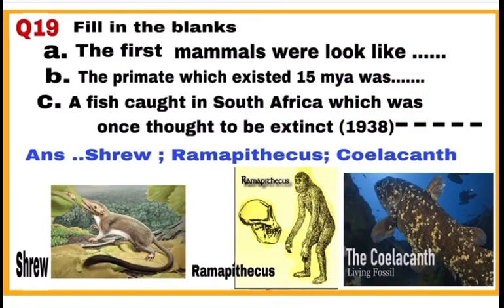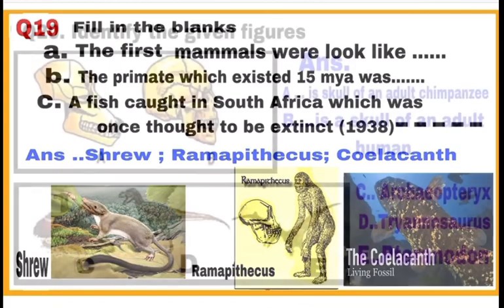Question 19. Fill in the blanks. A. The first mammals looked like shrews. Their fossils are small sized. B. The primate which existed 15 million years ago was Ramapithecus, which was more like man. There was another primate of that time, Dryopithecus, which was more like ape. C part. A fish caught in South Africa, which was once thought to be extinct. In 1938, coelacanth fish was caught in South Africa, which was thought to be extinct. It is an example of living fossil.